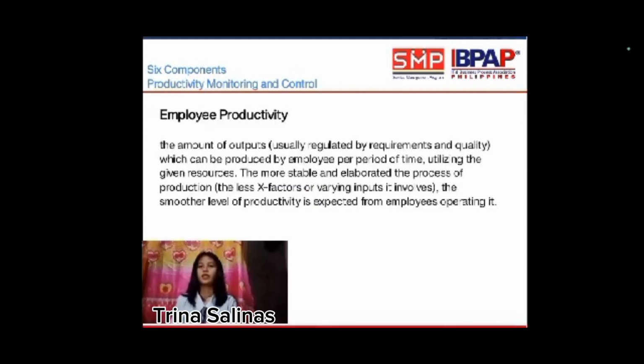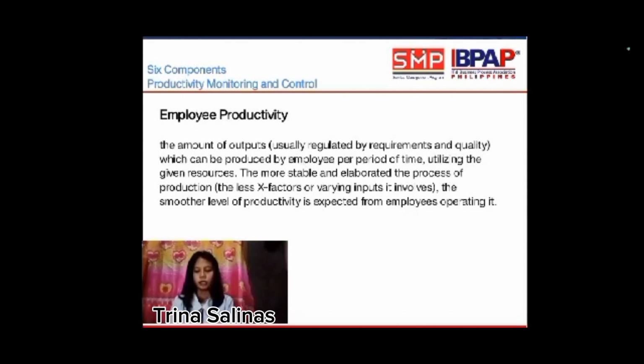Employee productivity, the amount of outputs usually regulated by requirements and quality, which can be produced by an employee per period of time, utilizing the given resources. The more stable and elaborated the process of production, the fewer X factors or varying inputs it involves, the smoother the level of productivity expected from employees operating it.